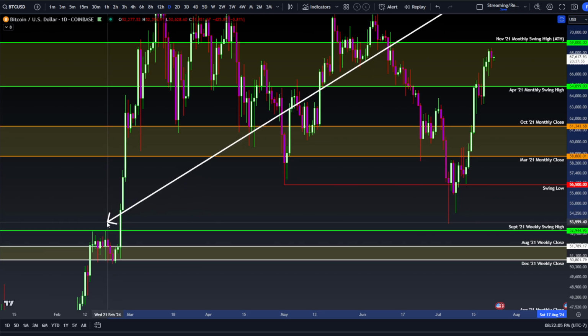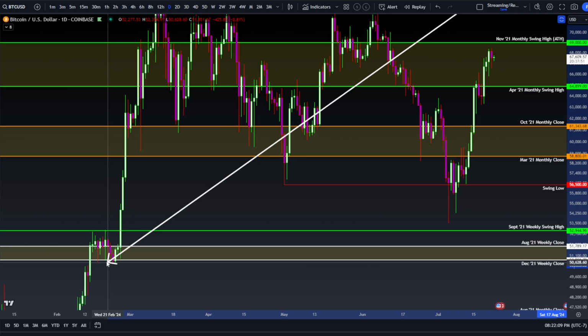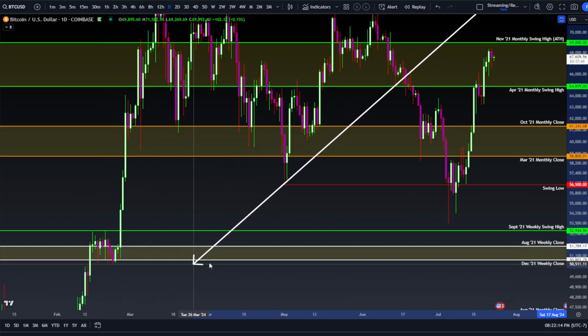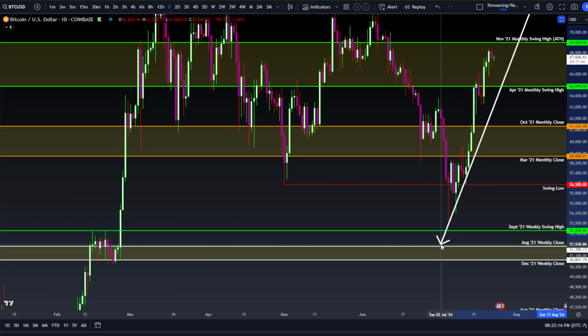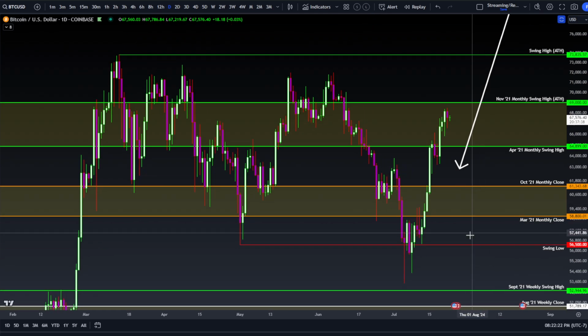$53,000 on the swing high from September of 2021. Found support on a historical area earlier this year. This was in February of this year. Found historical support around $50,000 roughly at the August of 2021 to December of 2021 weeklies. I told you I'm a little tired, a little out of it.